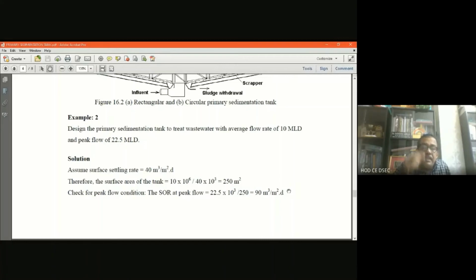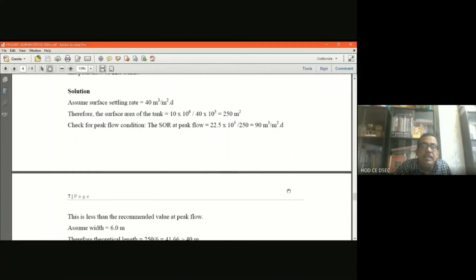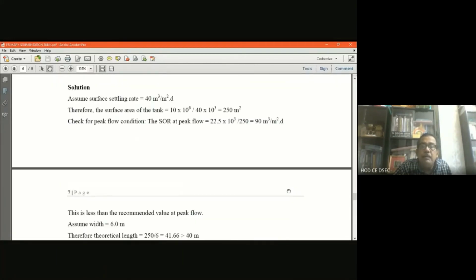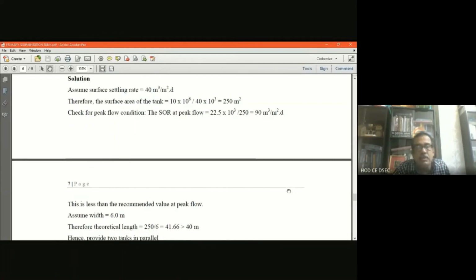Now with this surface area, let us check the overflow rate at peak flow condition. I have told you it has to be between 80 to 120, that has to be checked. The maximum peak flow is 22.5 million liter per day, that means 22.5 into 10 to the 3 meter cube per day. You divide by 250. So what is the surface overflow loading rate at peak flow condition? It is 90 meter cube per meter square per day, which is less than 120 meter cube per meter square per day. So this is okay.